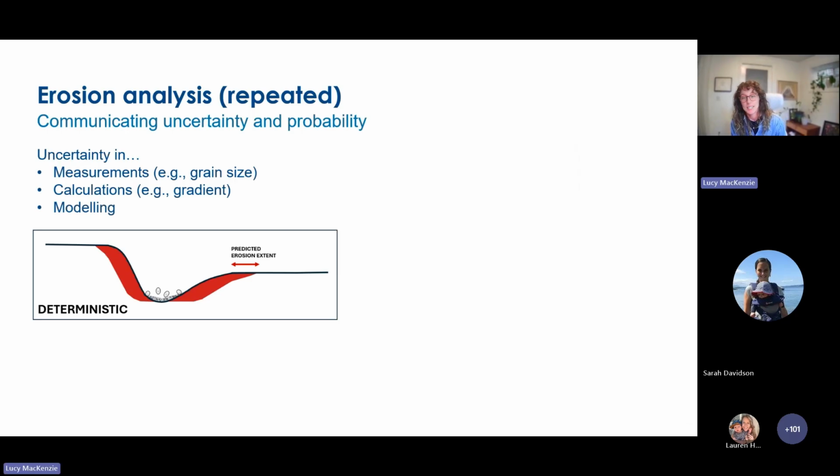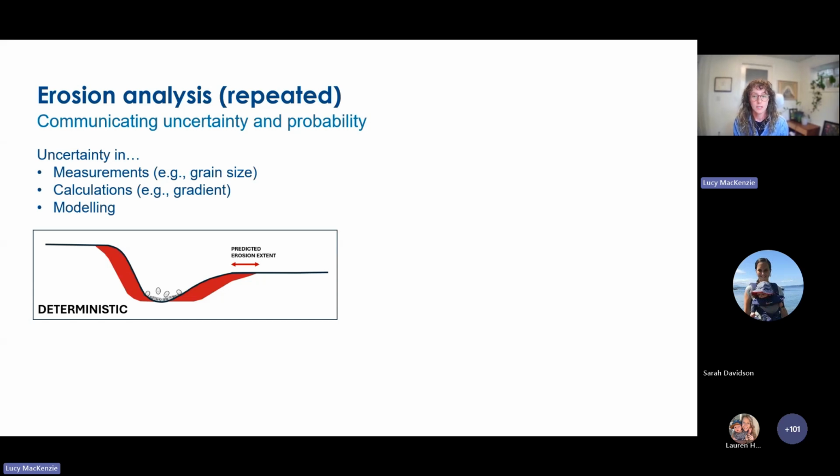Modeling is a representation of a physical system. That model is only as good as the data that it inputs, the calculations that it makes, and the underlying assumptions that it relies on. A deterministic bank erosion model would take the data that ours does and would tell you that the predicted erosion extent is, say, 10 meters. While that might be right, it's most likely wrong.